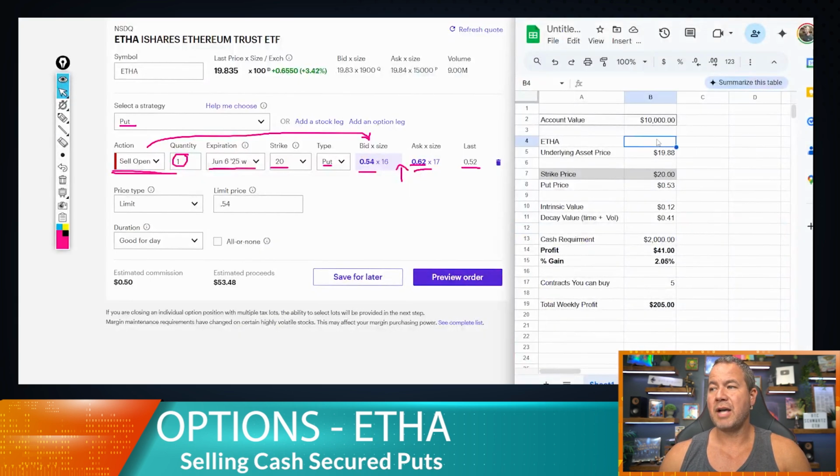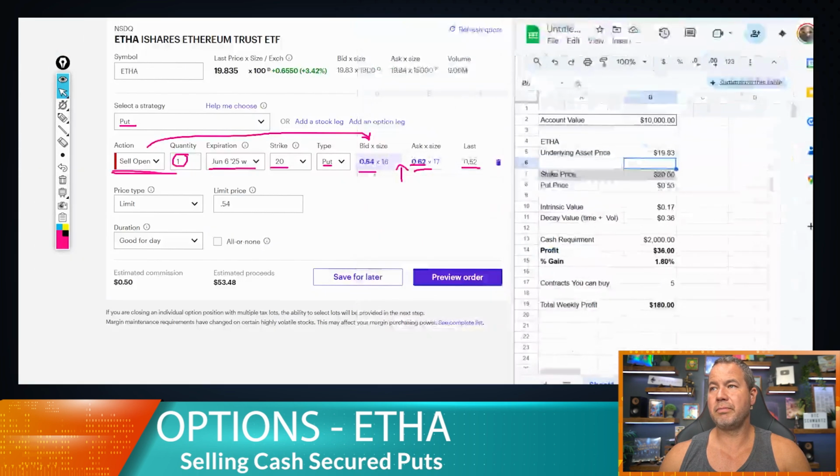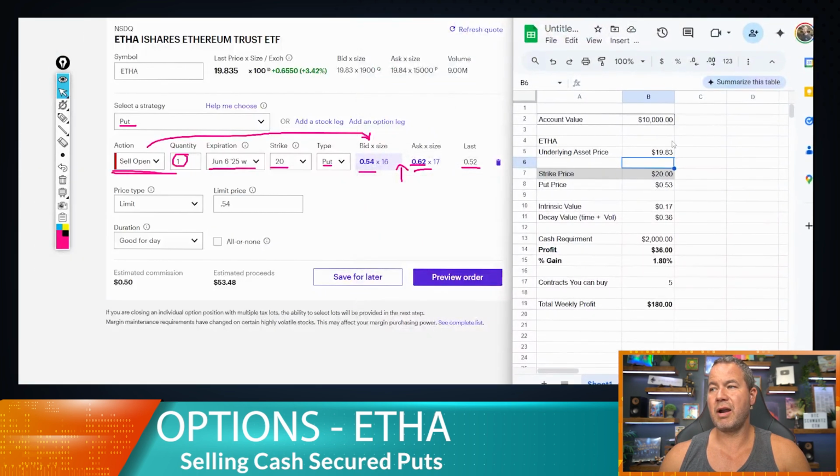Okay, so I have this pulled up here. Let me go ahead and plug the price in. So the underlying asset price is $19.83. The strike price I have in here at 20 cents. The put price is 54 cents. Now, what that did is calculate for me on my spreadsheet the intrinsic value and the time decay value.